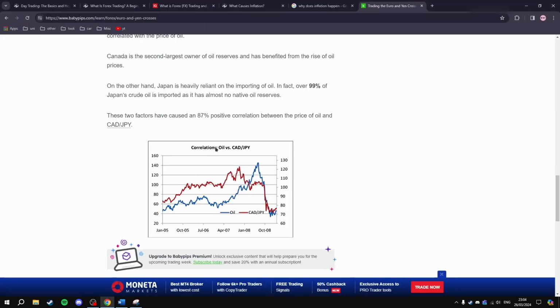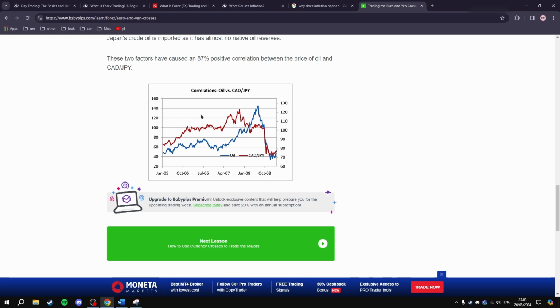Correlations: oil versus CAD/JPY. Oil is the blue line, CAD/JPY is the red line. Yeah, I don't get how they calculated 87% positive correlation. Oh, so are they saying when one's positive, then the other one has 87% chance of being positive as well? And vice versa, when it's negative, it'll go negative as well. I think that's probably what they're trying to say, but 87%, hey ho.